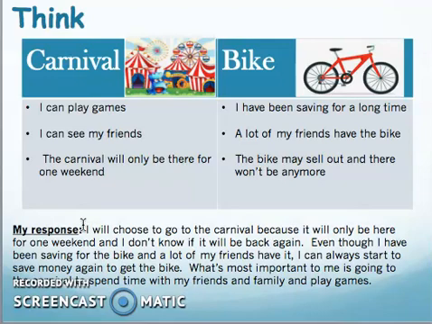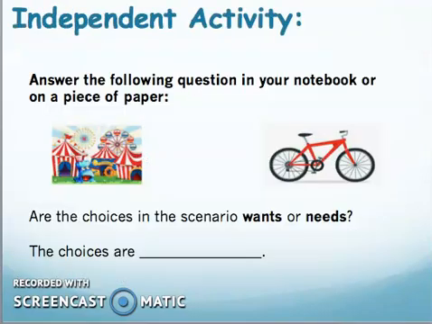That's my choice. You guys may have a different choice. Some might choose to get the bike and skip going to the carnival. But these are decisions that we have to make when money is involved. So what I want you to do is answer the following question in your notebook or on a piece of paper. We just had to make a decision on two items, the carnival or the bike. I chose to go to the carnival.